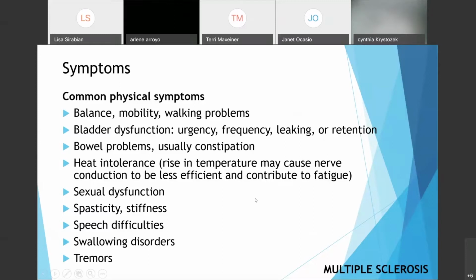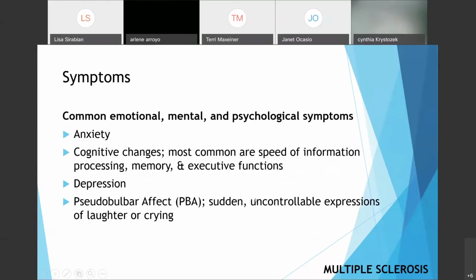Those are common physical symptoms. Common emotional, mental, and psychological symptoms include anxiety. Some experience cognitive changes, particularly in the speed of information processing, memory, and executive functions. Also depression, and pseudobulbar affect, which is a sudden uncontrollable expression of laughter or crying. That pseudobulbar affect comes up a few times with these different disorders.